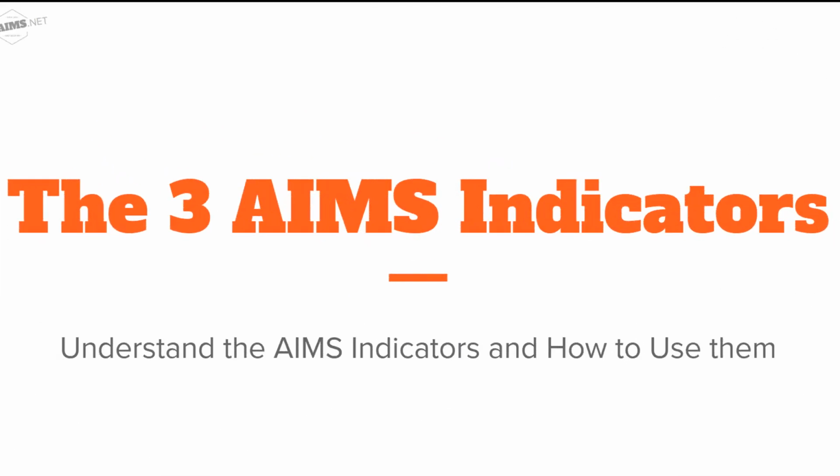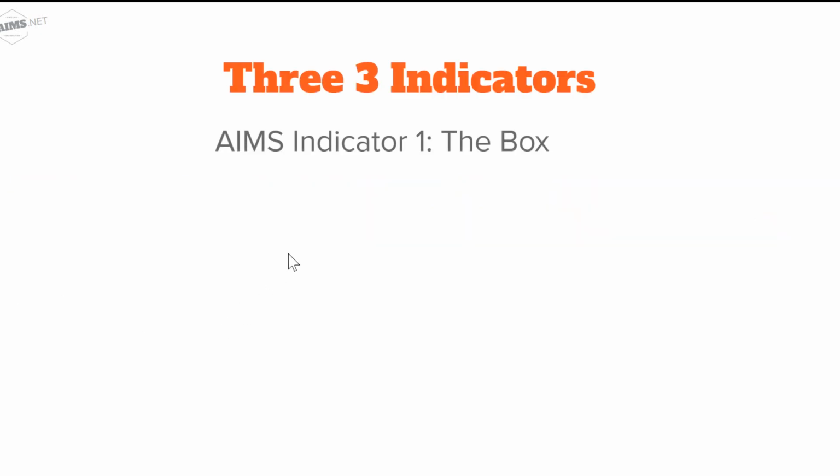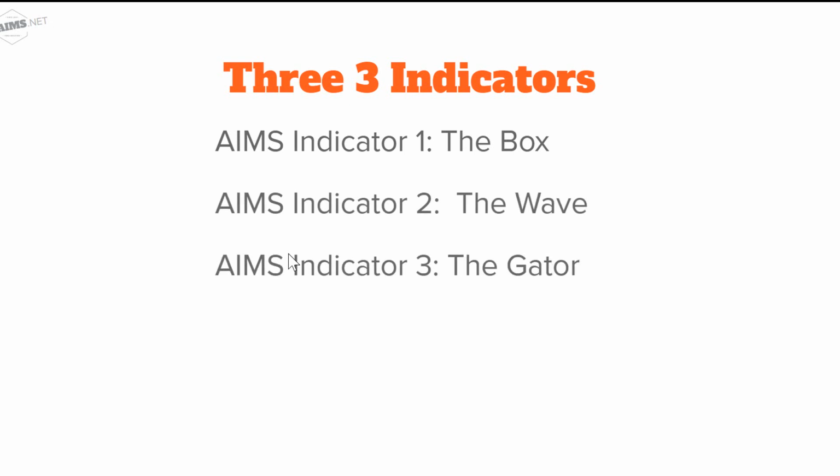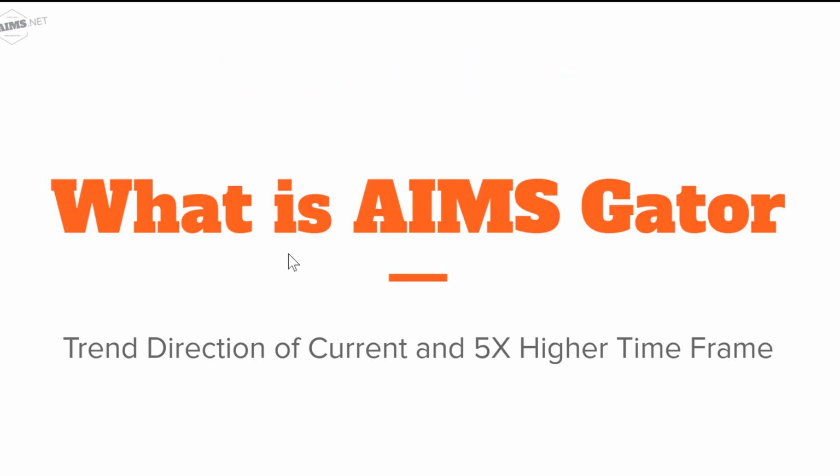The three AIMS indicators. So as we know, we have three indicators. The AIMS indicator number one, the box, then we have the wave, and we have the gator. And of course we have an AIMS entry alert. In this tutorial we are going to learn about what is AIMS Gator.